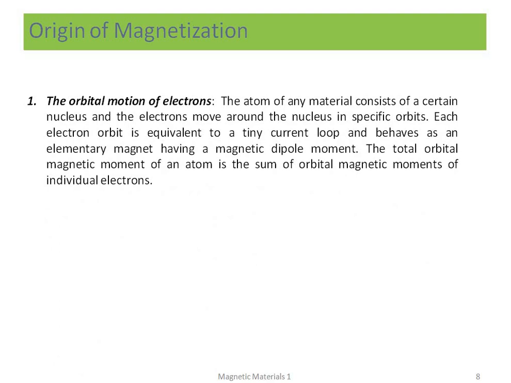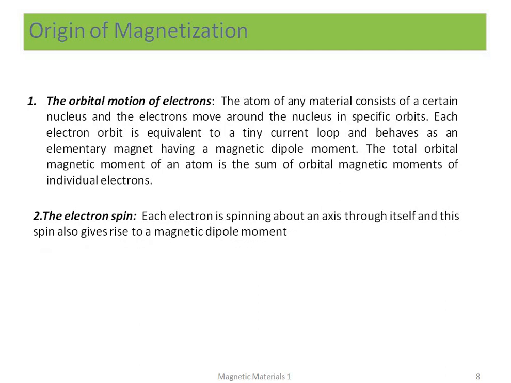What is orbital motion of electrons? The atom of any material consists of a nucleus and electrons which move around the nucleus in specific orbits. I have given the explanation here. Each electron orbit is equivalent to a tiny current loop, and it behaves as an elementary magnet having a magnetic dipole moment. The total orbital magnetic moment of an atom is the sum of the orbital magnetic moments of all the individual electrons.